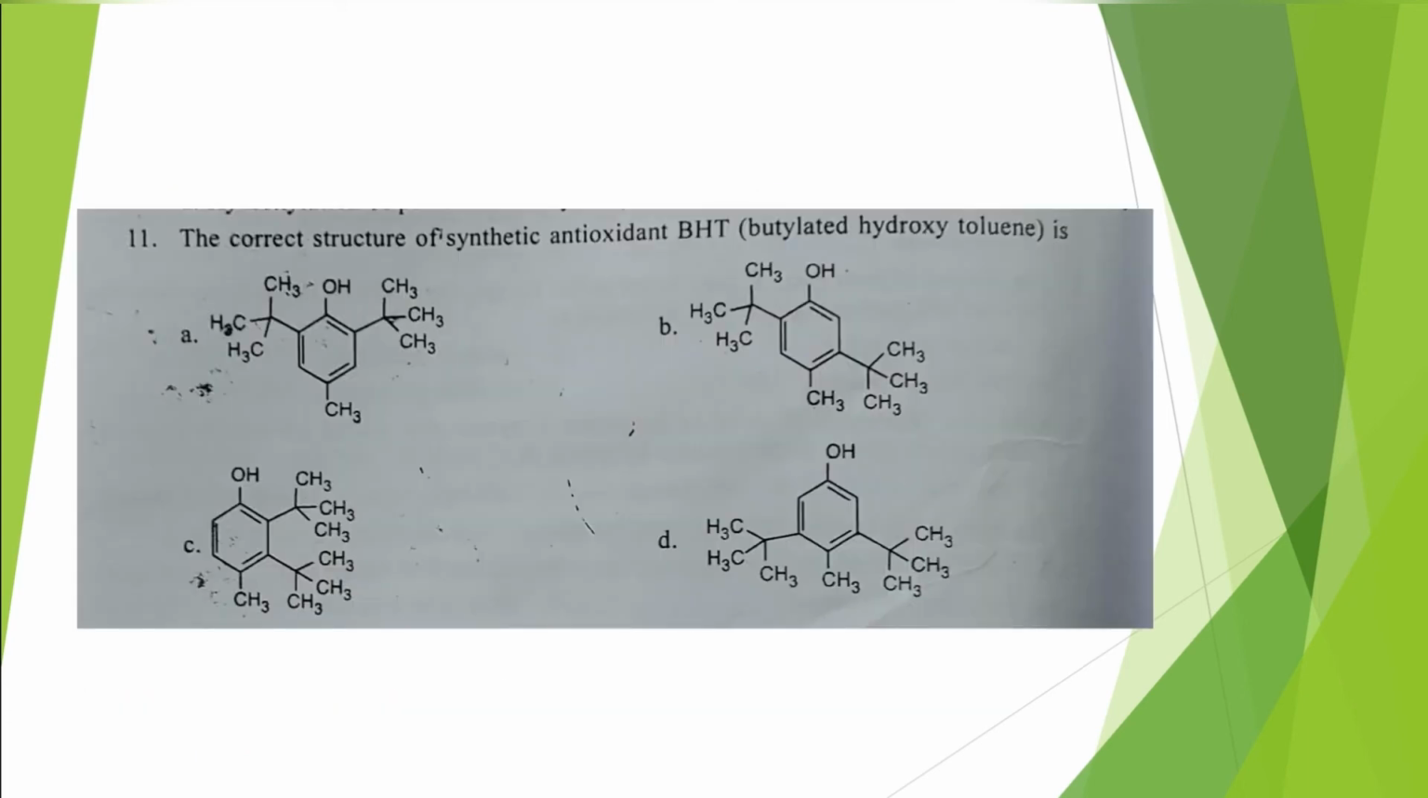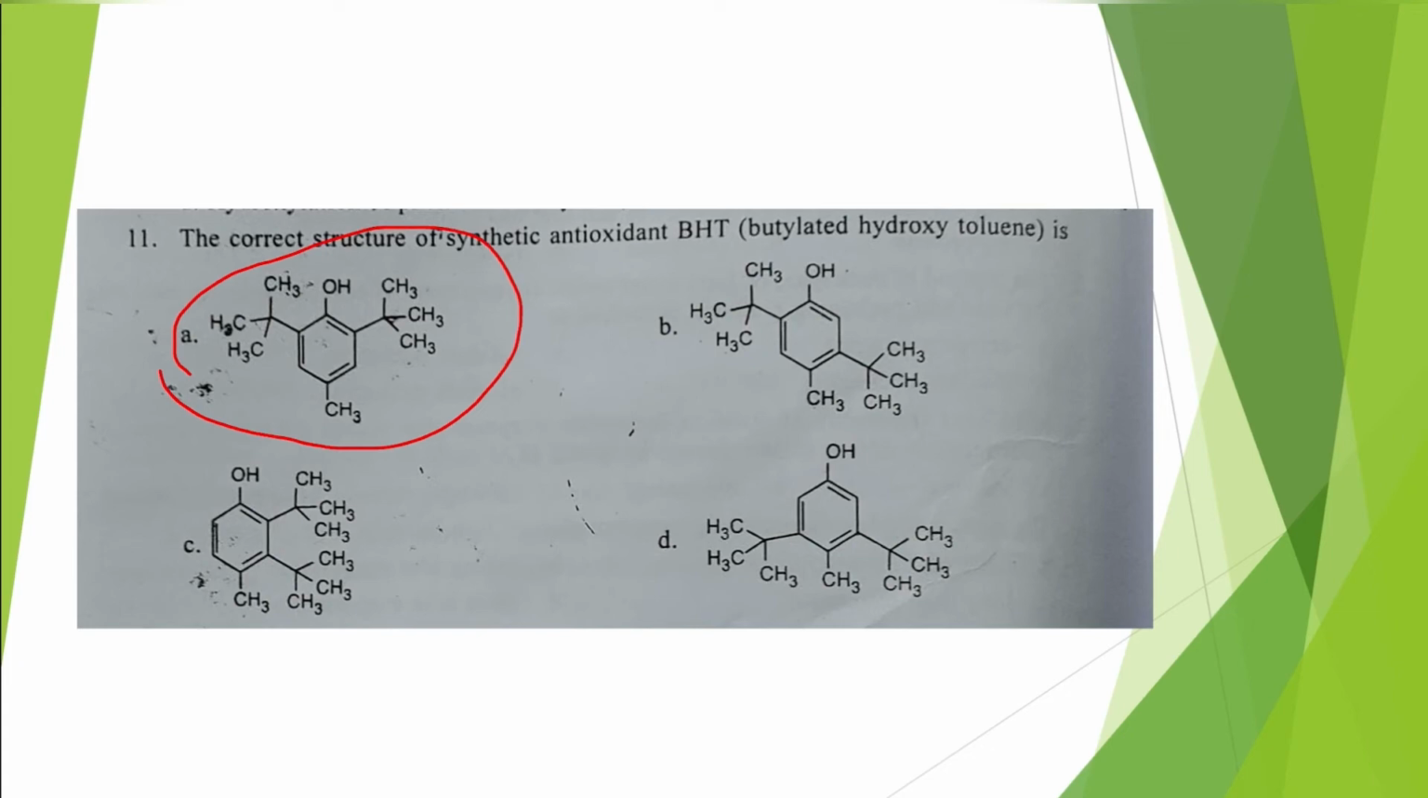Next, the correct structure of the synthetic antioxidant BHT, butylated hydroxytoluene, is, so the options are on your screen. The correct structure is A. It is the structure of the synthetic antioxidant butylated hydroxytoluene.